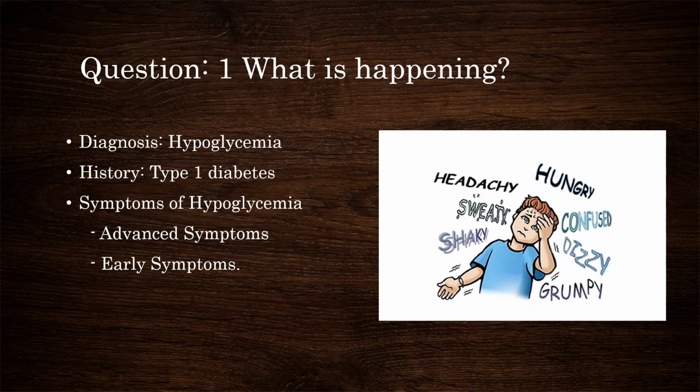So what is happening here? I hope you all diagnosed the patient with hypoglycemia because, first of all, the patient has a history of type 1 diabetes and was admitted to the hospital after collapsing, which is one of the advanced symptoms of hypoglycemia. If you look at the scenario, it does mention some early symptoms of hypoglycemia, which include pallor, tiredness, and dizziness. So make sure you look into the advanced and the early symptoms of hypoglycemia for this answer.